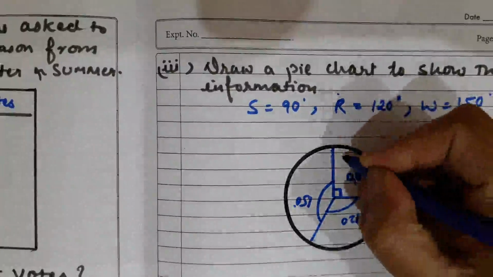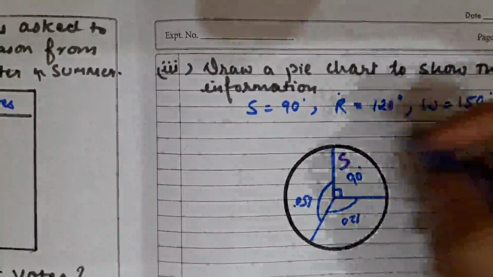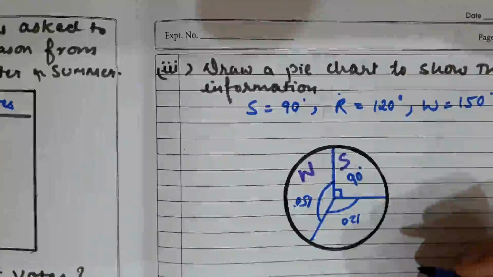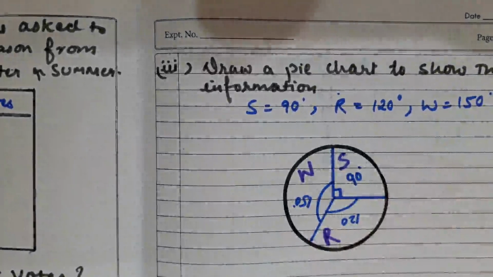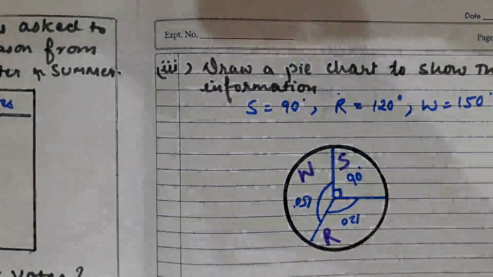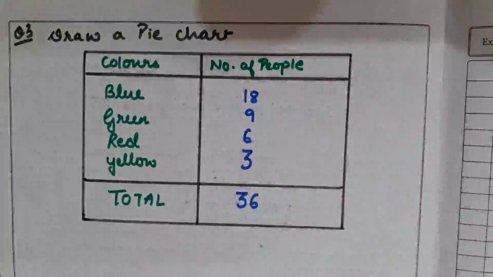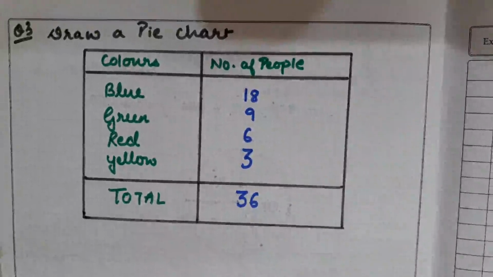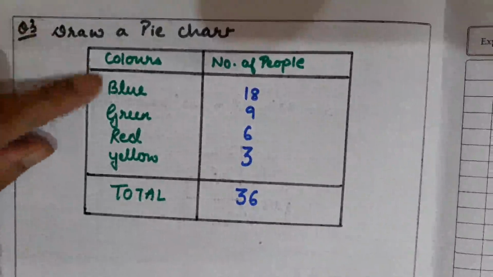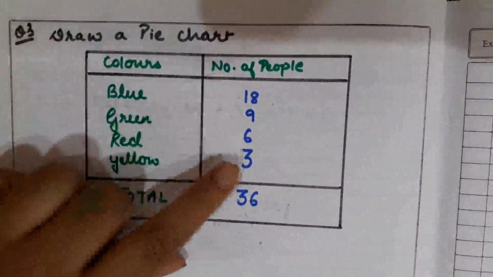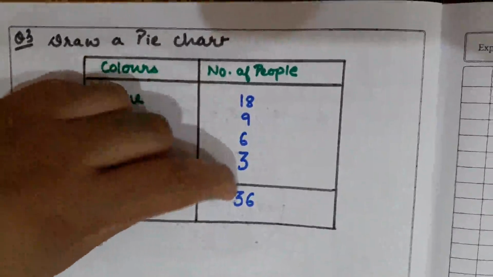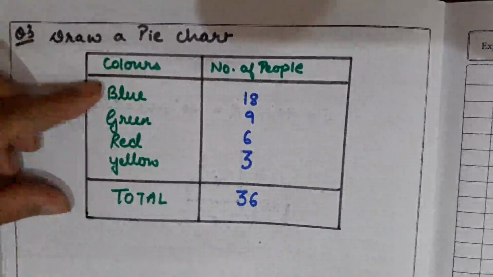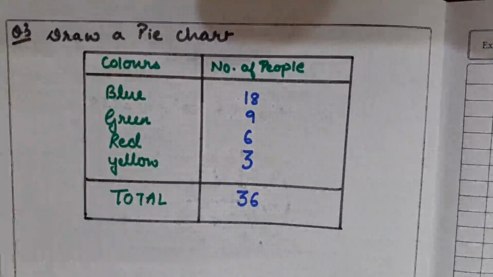This is your summer season, this is your winter season, and this is your rainy season. So in this way you can draw a pie chart very easily. Your question number 3 from the same exercise: draw a pie chart. Now colors are given to you, and the number of people is given to you. So we have to find out the total, which is 36, and these are the colors. So we have to make the pie chart.